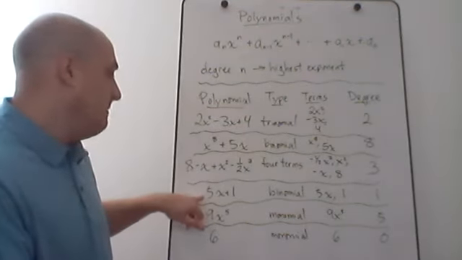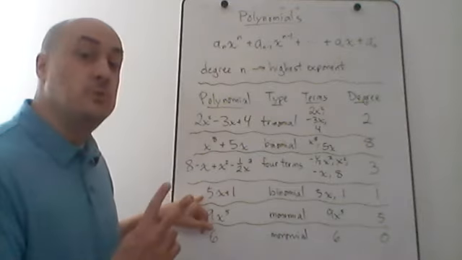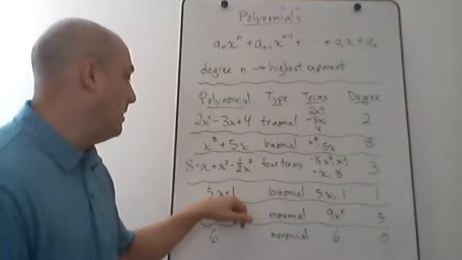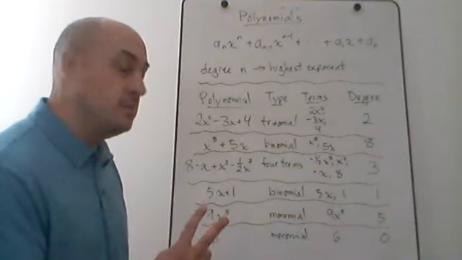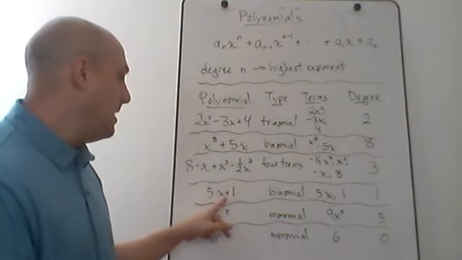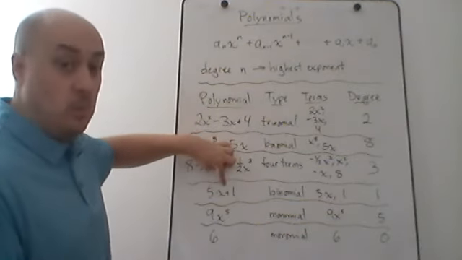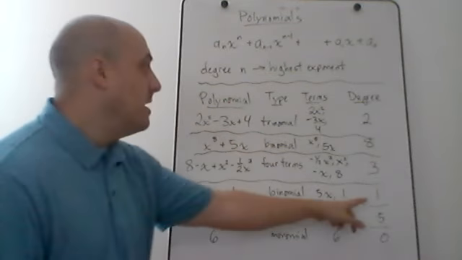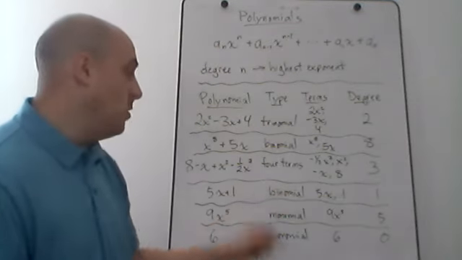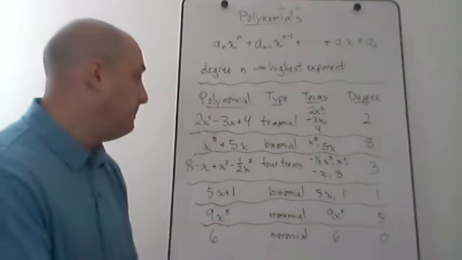All right, the next one here, 5x plus 1. So there's 2 terms here, right? The 5x and the 1. So this one is a binomial because it's 2 terms. And since the highest exponent I have on the x is a 1, right? It's 5x to the 1st power. It's a 1st degree binomial. All right, so it's a degree 1.